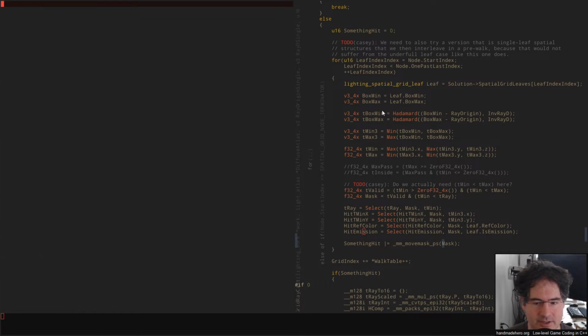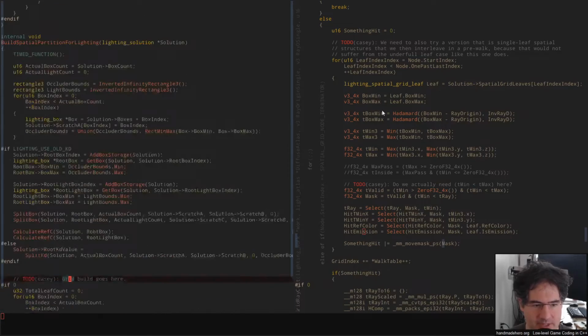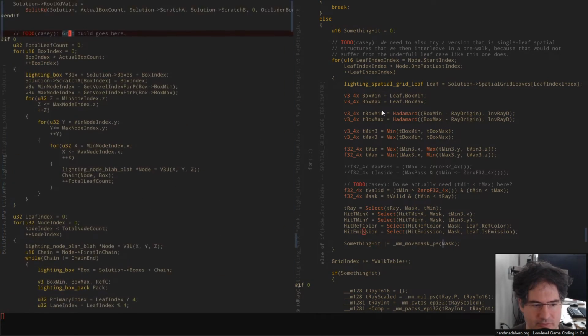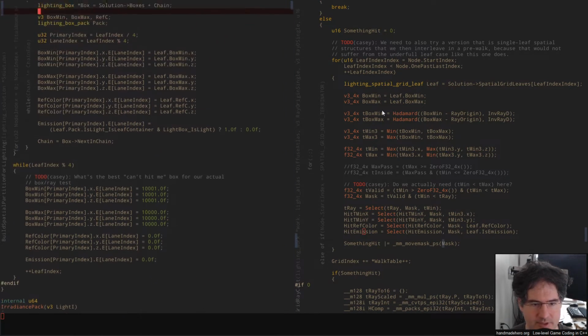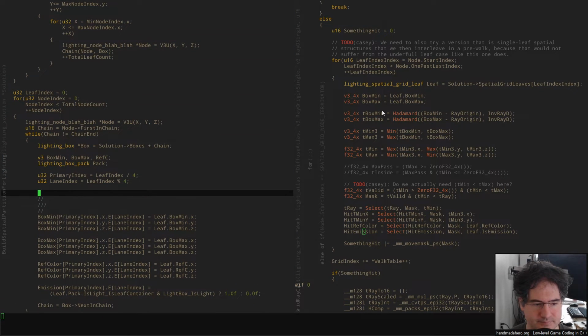So I will add, so that we don't forget, I think that's a good thing to do anyway, but just so we don't forget, when we do build the spatial partition for the lighting, I just want to make sure that we remember that. So I'm going to put a big old to-do in here.